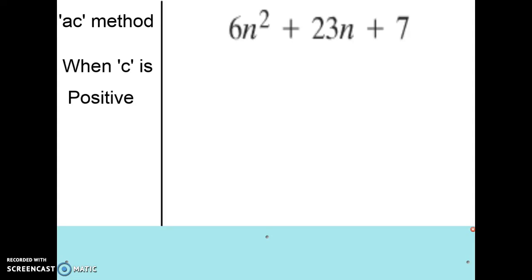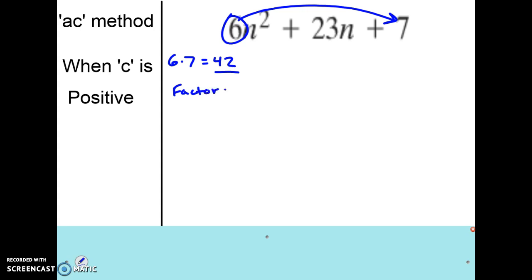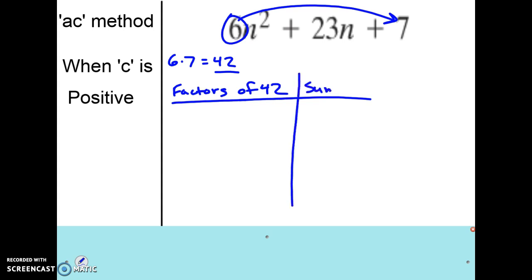This is a method called the AC method, and it's called that because we take a and c and we multiply them together. So we have 6n squared plus 23n plus 7, and we take our a and multiply by our c, and that means 6 times 7 is 42. Then what we need to do is kind of like we did with the table and the diamond. We can still use those strategies, but now we're going to use the 42 instead. So we need factors of 42, and their sum needs to be 23.